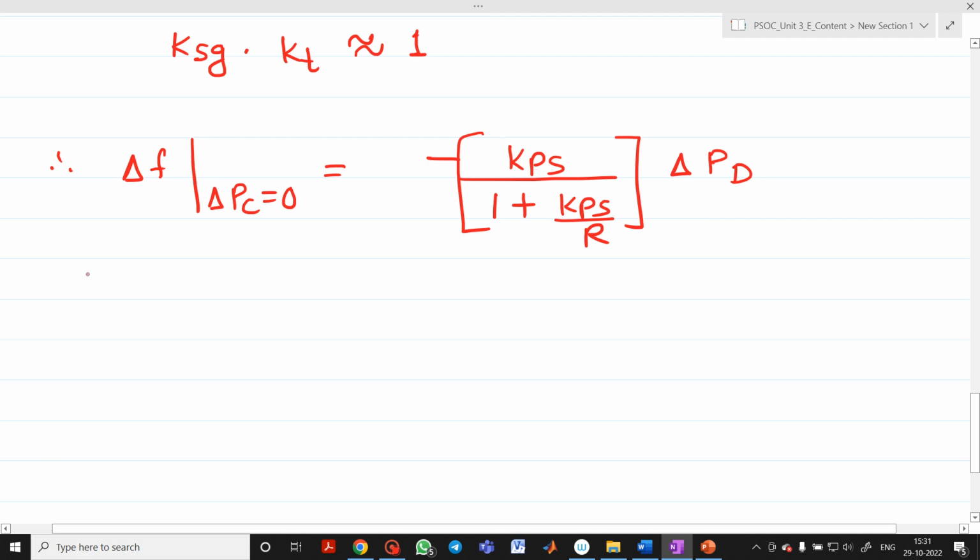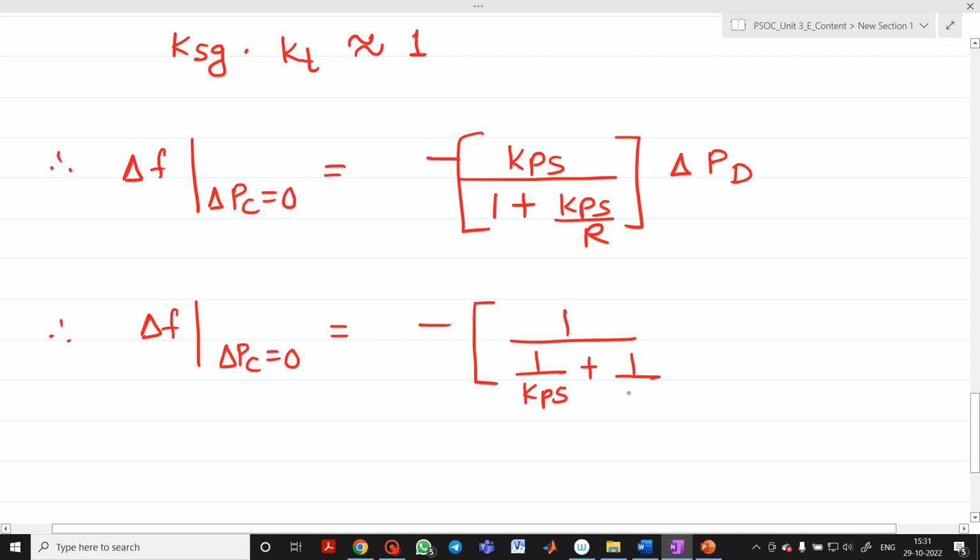Therefore, delta f when delta PC equals 0 will be equal to, if I divide numerator and denominator by kps, minus 1 upon kps plus 1 by R, into delta pd.